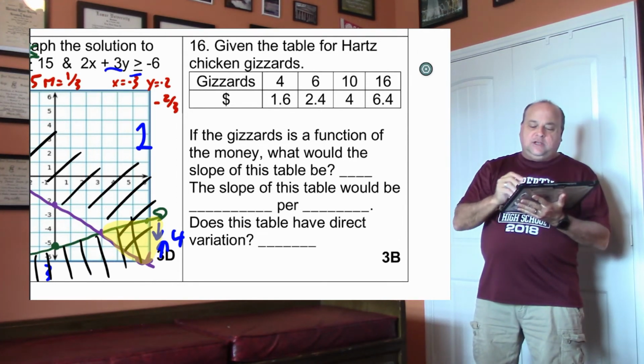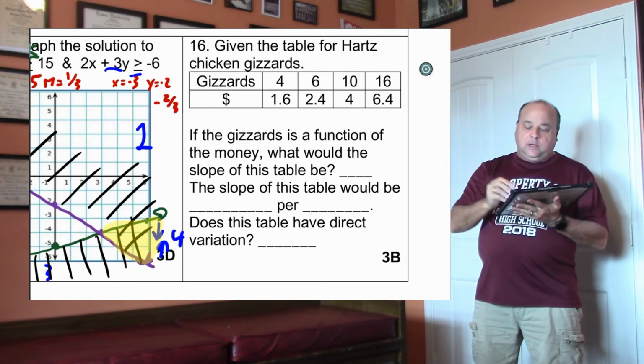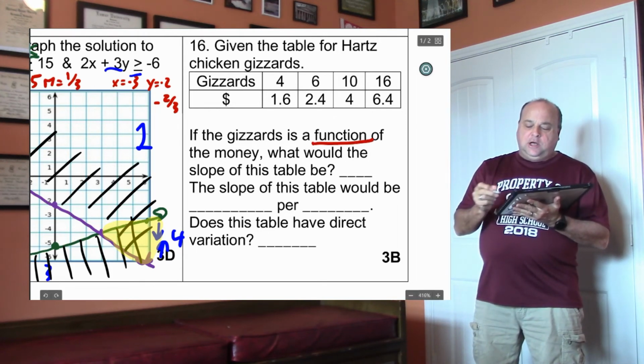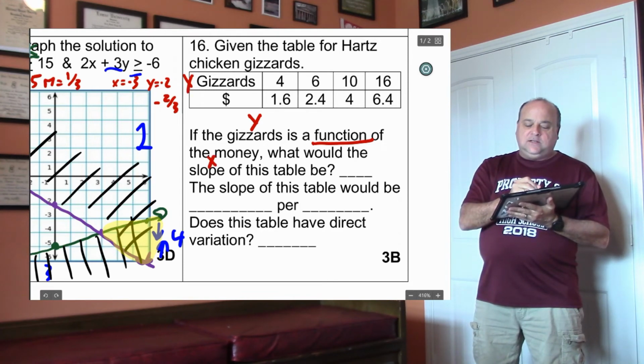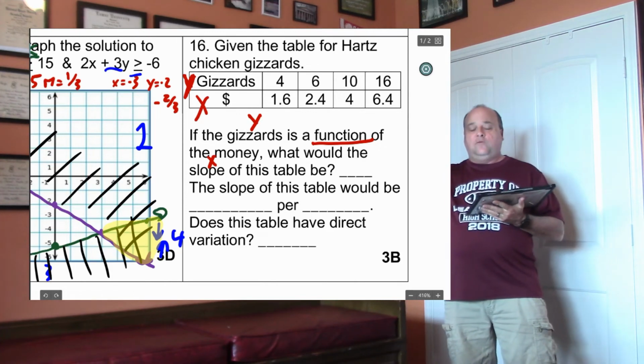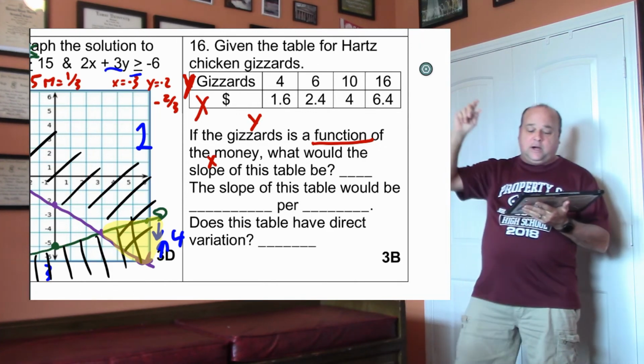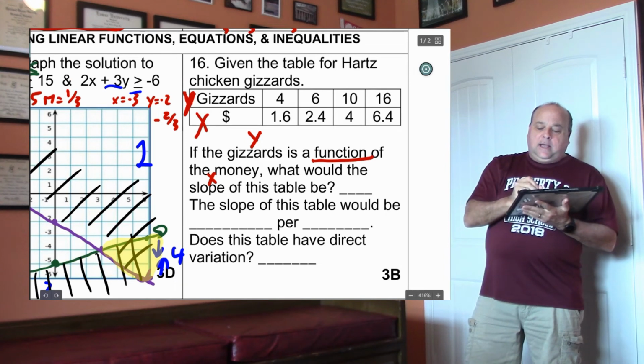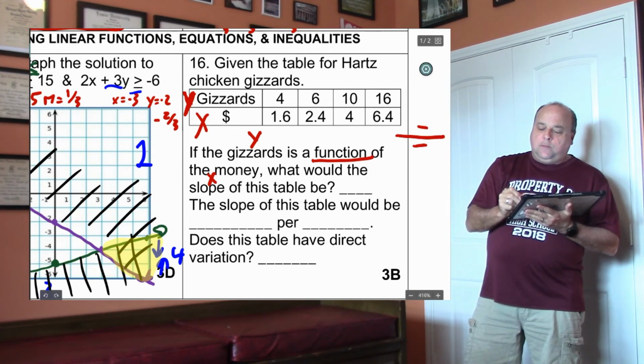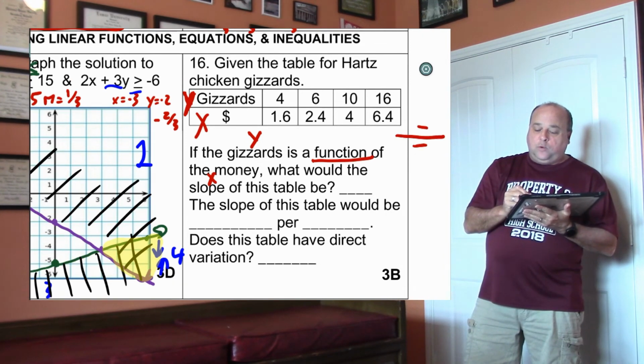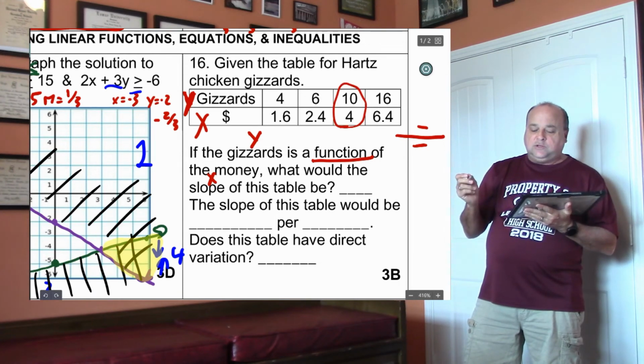Okay, let's go through this. We're going to find the slope, okay? So underline function of: y is gizzards and x is money. So y is on top of it. Remember the slope is y over x, so we're going to put our y's on top and our x's on bottom. Okay, so we draw a fraction bar, minus minus. I would use this point, this one, because there are no decimals.